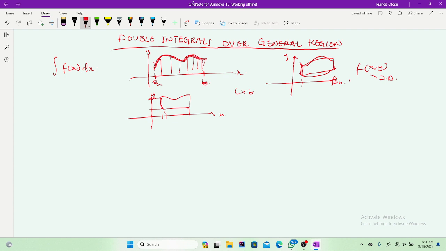So this one is a full plane. I cannot just take a and b for x and expect to integrate this. No, I still need the component of y. So always, if you are integrating over a general region, that is a double integral over a general region, we have two forms. So let's see. The first form is a case where, as I said, here's y, here's x.